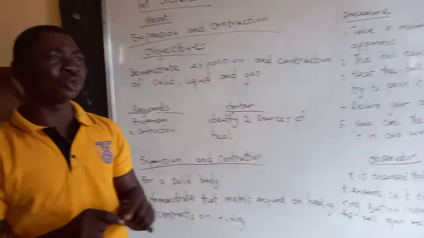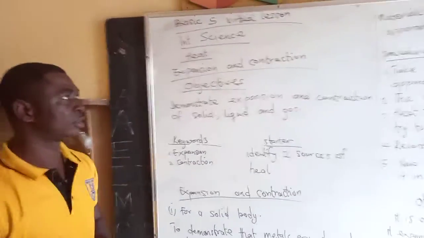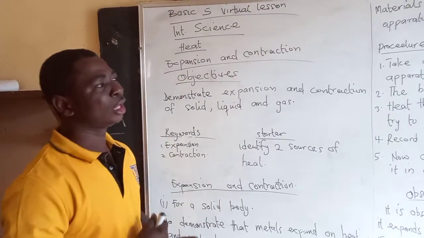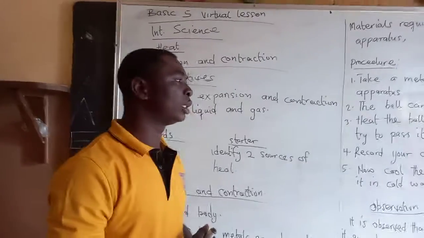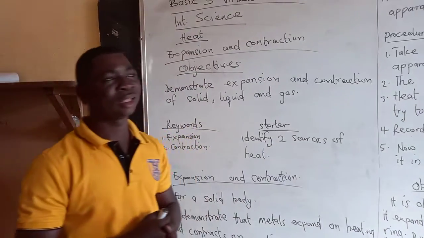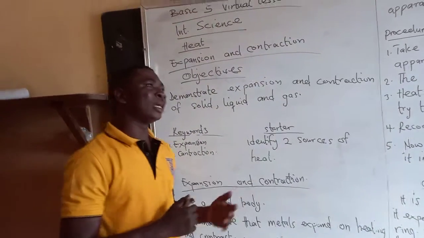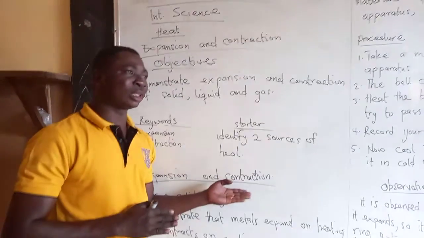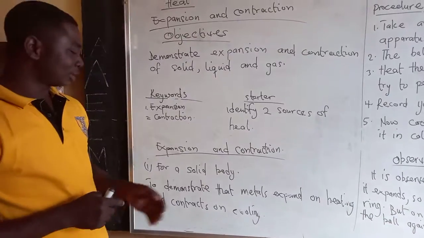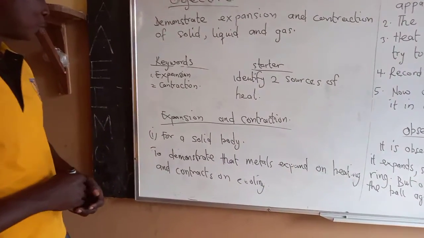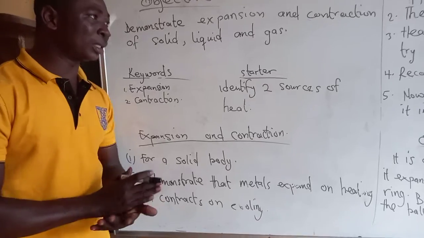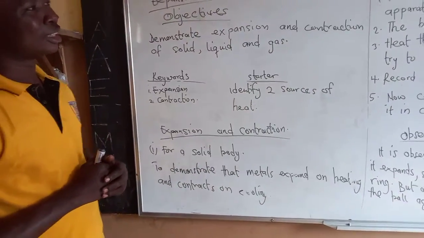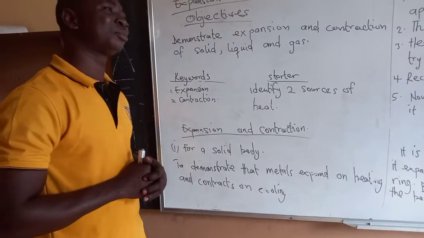The main thing we want to do is to demonstrate expansion in solid and also expansion in liquid and also gas. The three main states of matter, examples of matter. So we want to talk about the solid, liquid, and gas. In solid, we want to use solid as an example first.